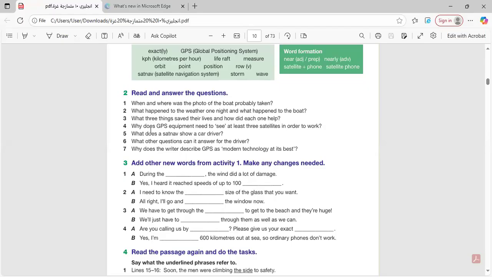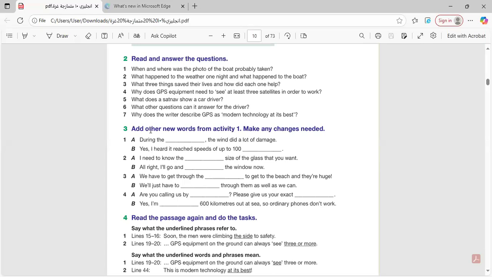So without this GPS, these people may die, right? But they get rescued or saved by the GPS when they use GPS and connect with the ship, and the ship came to save them, okay?